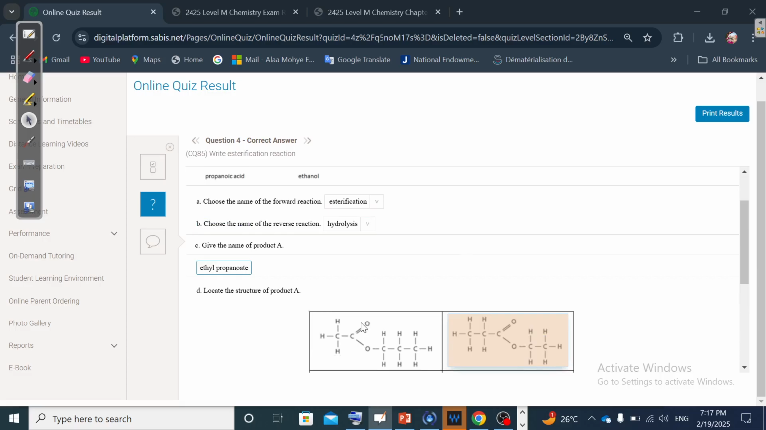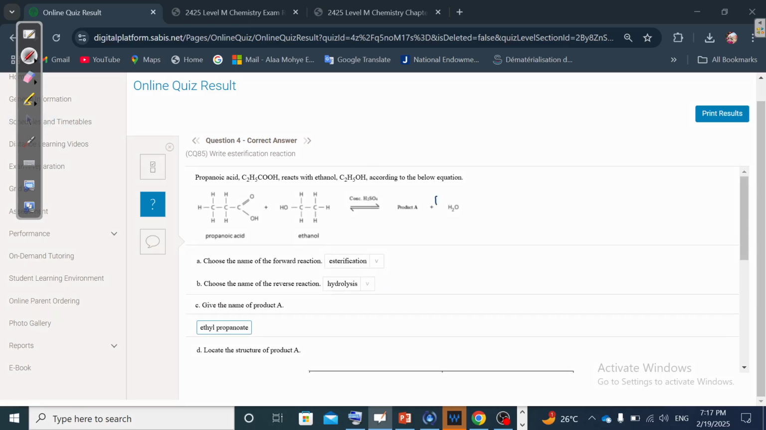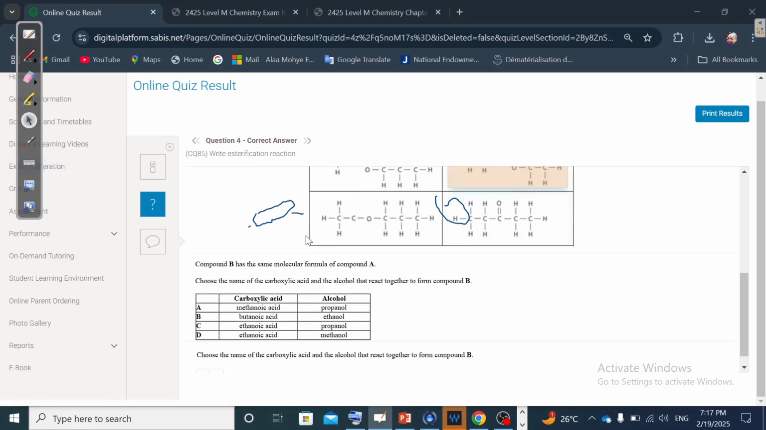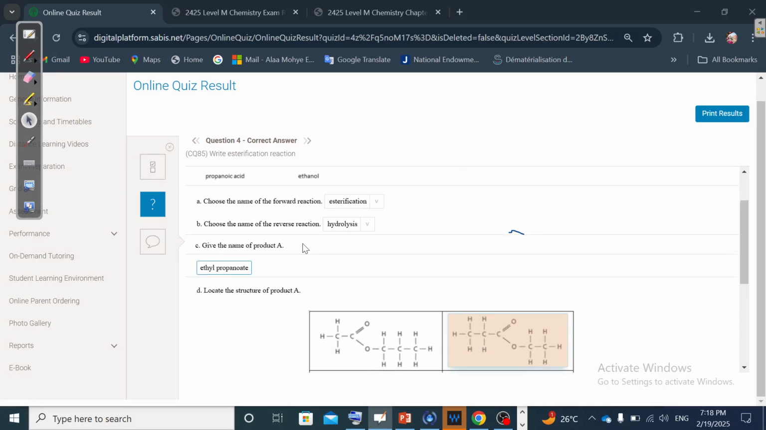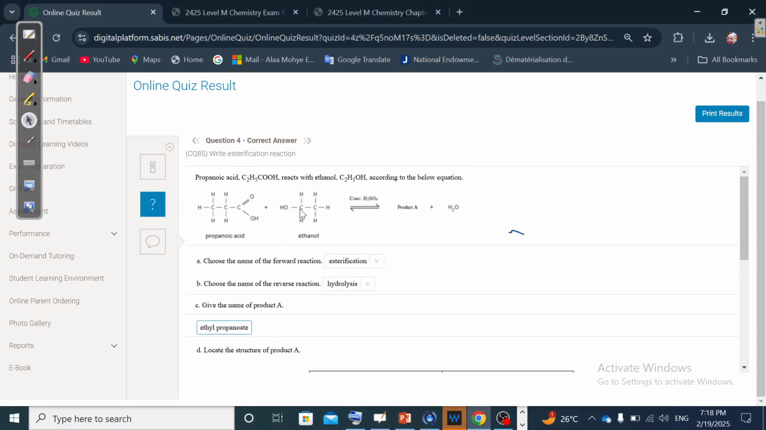Now label the structure of product A. As you can see here, water was formed, right? How does water form? Water is two hydrogen atoms bonded with one oxygen atom. So this hydrogen atom here will bond with this OH, forming water, and this oxygen will bond with this carbon. So now, as you can see here, the hydrogen and the OH are no longer there, and the oxygen bonds to the carbon, as I told you. This oxygen bonds to this carbon.